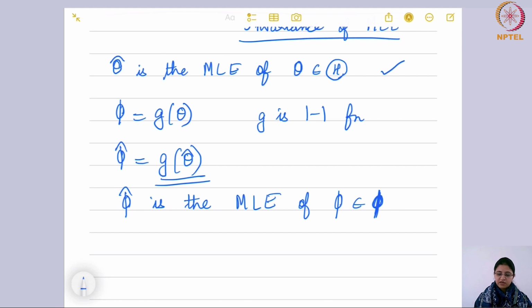So theta hat is the MLE of theta, that is given to us, and we consider a one-to-one function g, then we have to show that this phi hat, or you can say g of theta hat, is the MLE of g of theta, provided it is a one-to-one function. So let us try to see how we can do that.